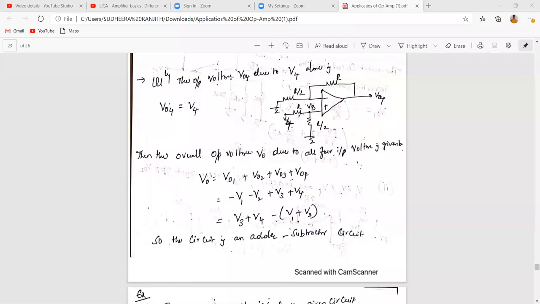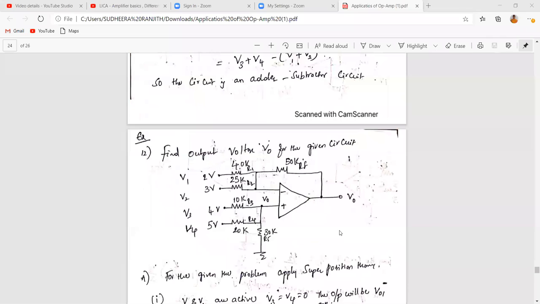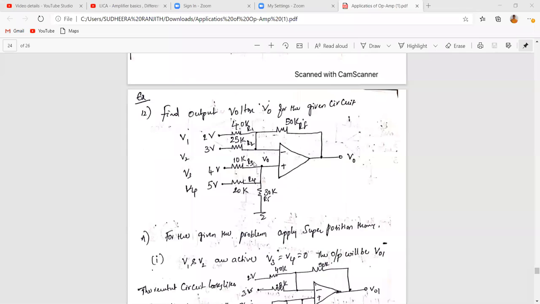Okay, right, we'll take two problems. After completion of these two problems, we'll end this class. See, the same circuit, but the input voltages are different: 2, 3, 4, 5. And the resistances are also different.